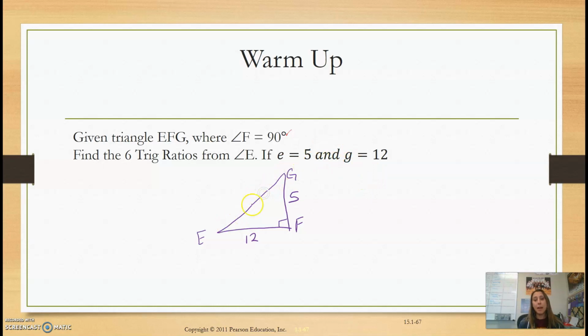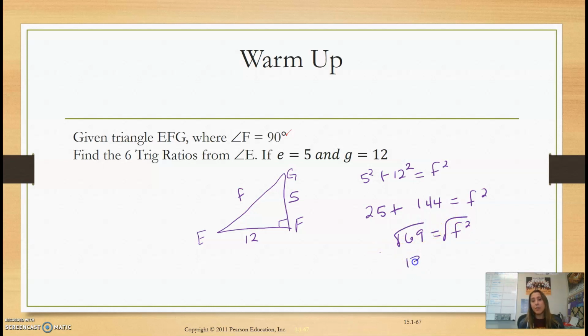Then to find my hypotenuse, I'm going to do 5 squared plus 12 squared equals, we're just going to call it little f, so f squared. Then I get 25 plus 144 is equal to f squared, and then 169 is equal to f squared. I take the square root of both sides, and I get 13 is equal to f. So this is going to be equal to 13. Now I can use that to find the trig ratios.